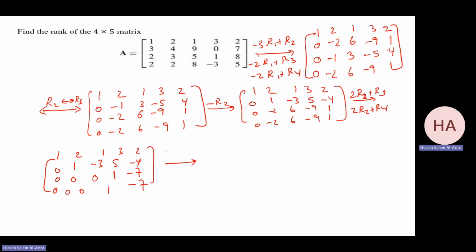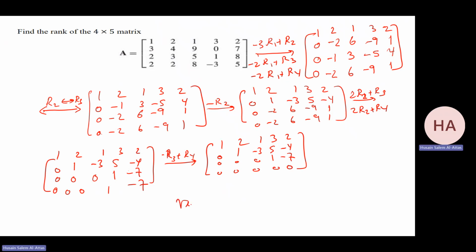Now multiply the third row by minus 1 and add it to the fourth row. That gives me 0, 1, minus 3, 5, minus 4, 0, 0, 0, 1, minus 7. The last one will be zeros.